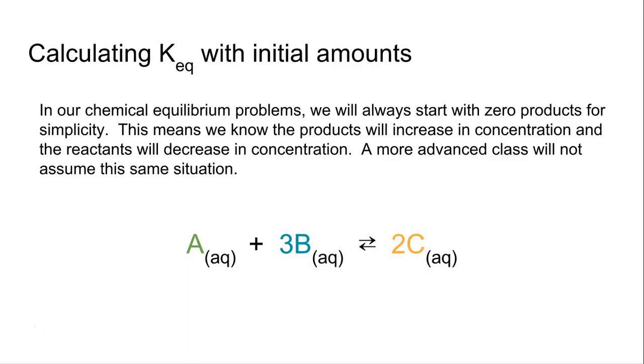This way we know the products will increase in concentration and the reactants will decrease in concentration. Now, a more advanced class will not assume the same situation, and you'll have to calculate Q and compare it to K. So in this class, we're just going to assume that we have no products at the beginning and that those products are going to be formed and reactants are going to decrease in concentration once we reach equilibrium. All right, so let's get started.